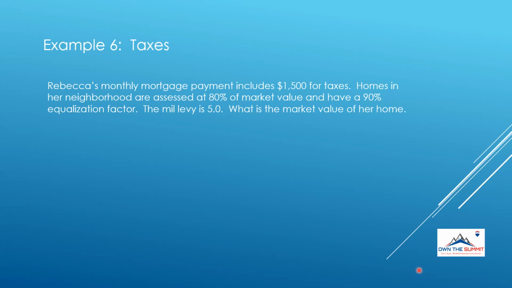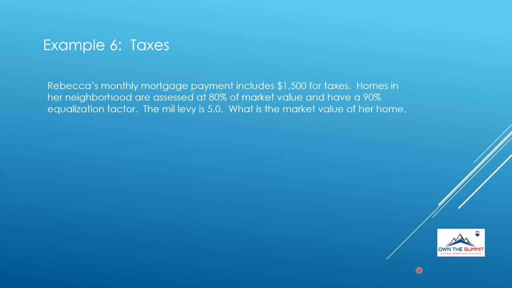Well, before we go on with this one, let's make sure we understand what an equalization factor is. Not all counties may assess their properties in a similar manner. So we may have high assessments in some and low in others. The state will apply an equalization factor to try to even out all of the assessments. So if we have a 90% equalization factor in Rebecca's neighborhood, let's say her house is worth $100,000, it's only going to be assessed at 80% of that, which would be $80,000, and then with the 90% equalization factor, it actually would only be $72,000.